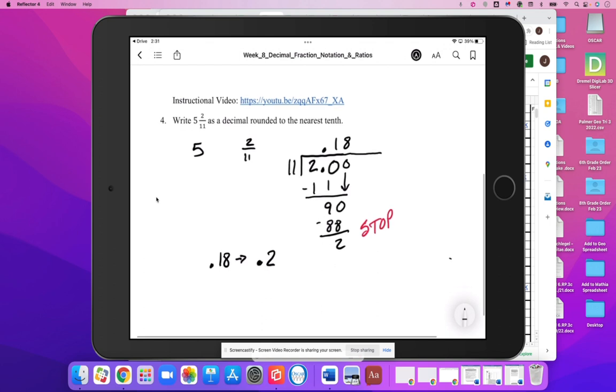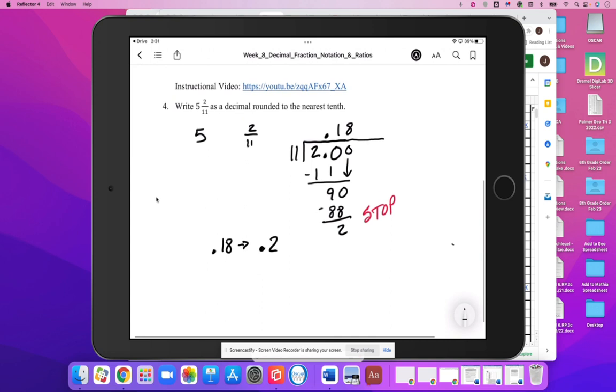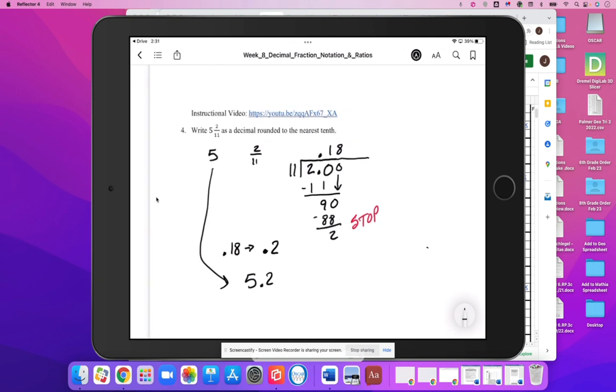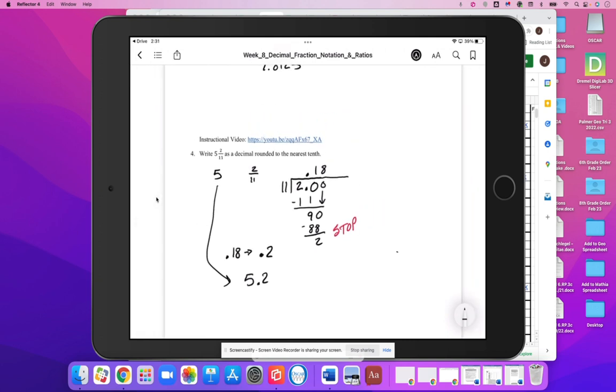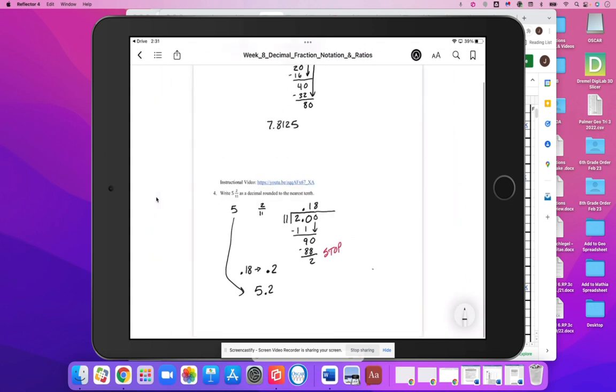On the decimal side of things, I forgot the whole number side of things. And so we do need to bring that 5 back in now. We will have 5.2 as our answer. All right. So that's it for number 4. Moving on to number 5.